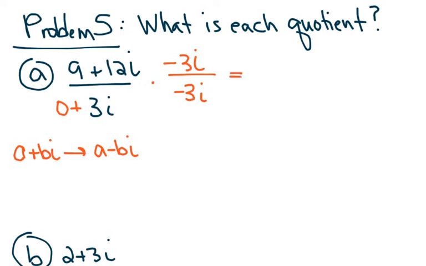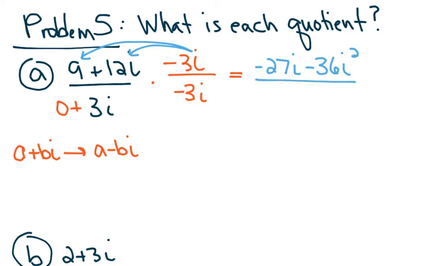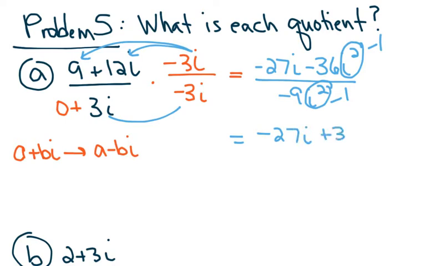When I do that, I'm going to distribute. So I'm going to get negative 27i minus 36i squared in the numerator. And in the denominator, I'm going to get negative 9i squared. Remember that i squared is negative 1. So when each of these becomes a negative 1, the numerator ends up becoming negative 27i plus 36, because it's negative 36 times negative 1. The denominator is negative 9 times negative 1, which is positive 9.